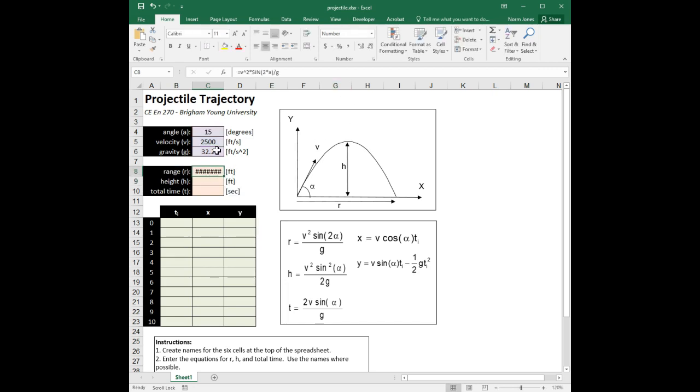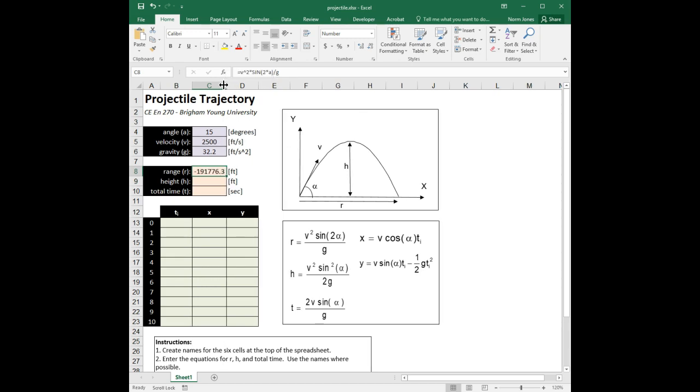Now the problem is I'm going to get an incorrect answer because it says negative 191,000 feet. Oh, that doesn't work. The problem is when you're using trig functions in Excel, you have to enter them in radians. And this is degrees. So to convert this angle from degrees to radians, I'm going to go in here and type, there's a RADIANS function, R-A-D-I-A-N-S.